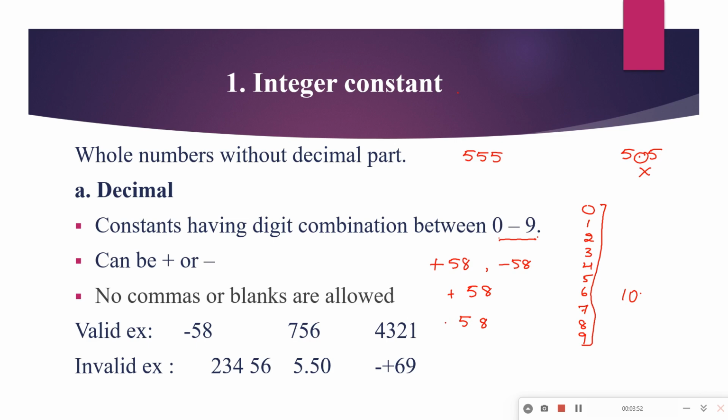I have just given a few valid and invalid examples. Minus 58, yes, it is a negative number, fine. Then 756, yes. Then 4321, yes. Then 23456, here one space is there, so it cannot be. It is an invalid example. And here a decimal point has been included, so it cannot be. Then minus plus 69: a number can be positive and it can also be negative, but I cannot combine the signs together like this. So it is invalid.